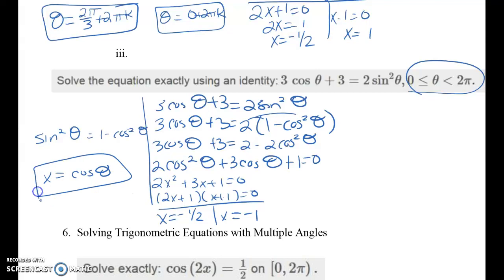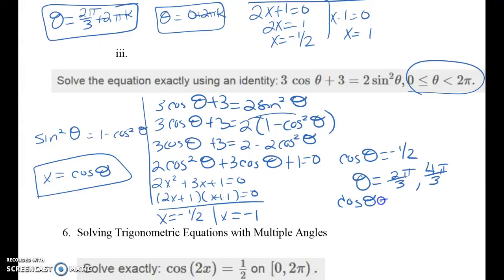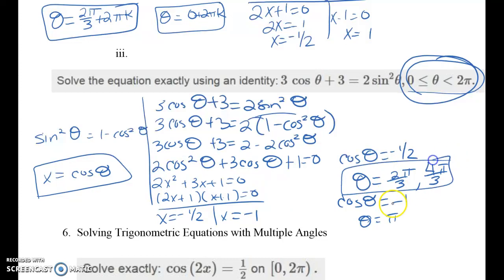And again, we made a variable substitution. So this means I have cosine theta is equal to negative 1/2. And that occurs, trig circle, 2 pi over 3 and 4 pi over 3. And I also have cosine theta equal to negative 1. And that happens at pi. Now with this problem, since it was restricted between 0 and 2 pi, these will be the 3 answers that I get, and I don't have to add on the periods of 2 pi.